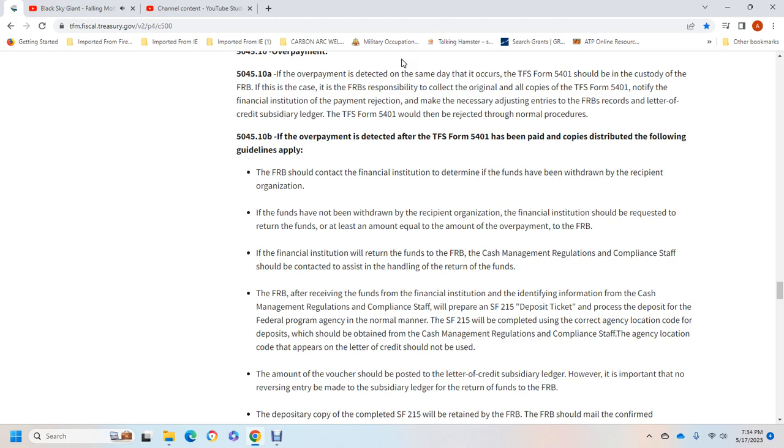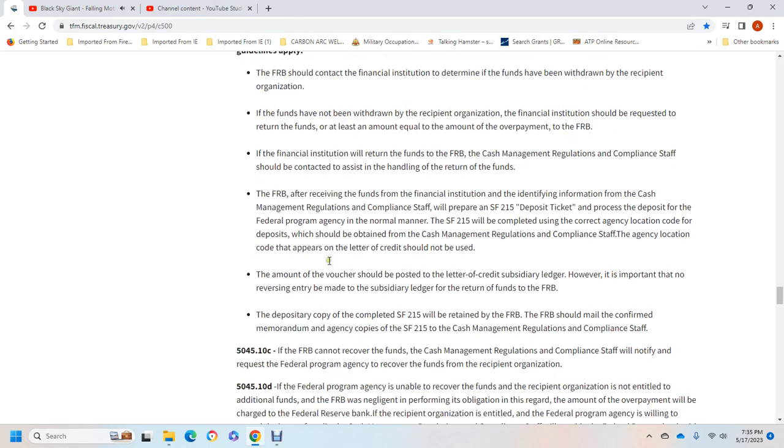Federal Reserve Bank, after receipt of the funds, the financial institution identified with the information from the cash management regulation compliance staff. Standard Form 215, Deposit Ticket, Federal Program Agency number. In the normal manner, Standard Form 215 will be completed. The current agency location code for the deposit should be obtained from the cash management regulation compliance staff. The agency location code that appears on the letter of credit should not be used.